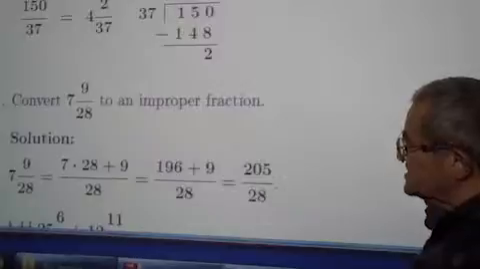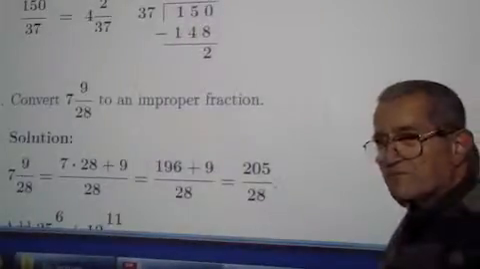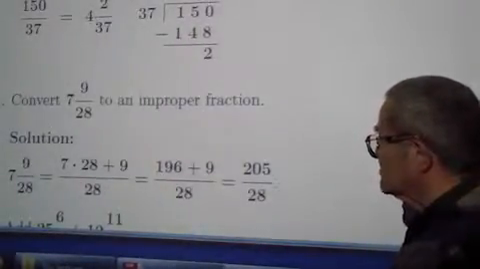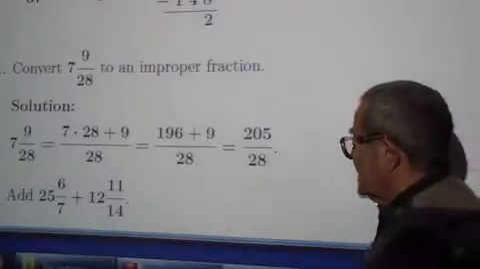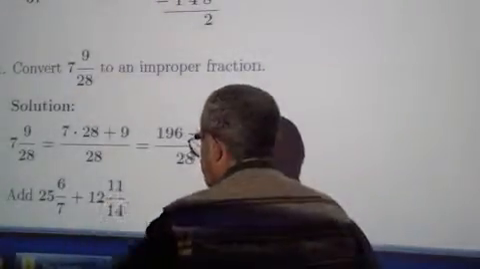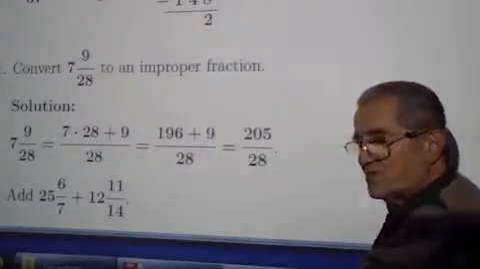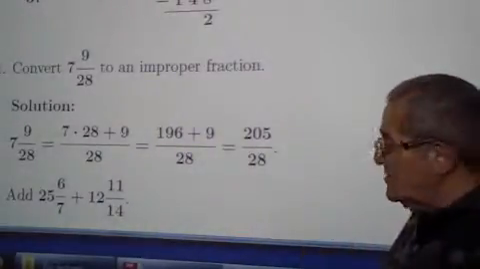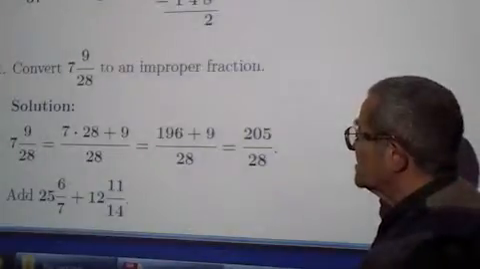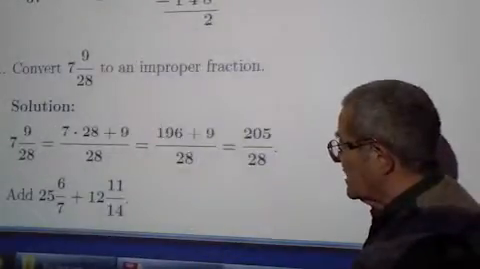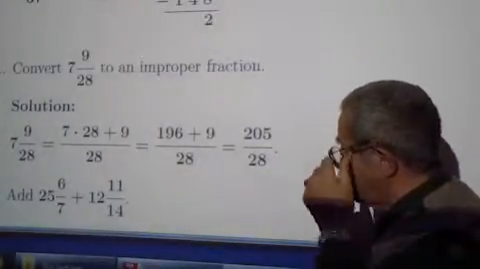Something tells me I've seen these examples before. Add 25 and 6 over 7 to 12 and 11 over 14. Maybe that's because just this morning I showed the problem. I gave it to you this morning, and I'm doing the solution now.